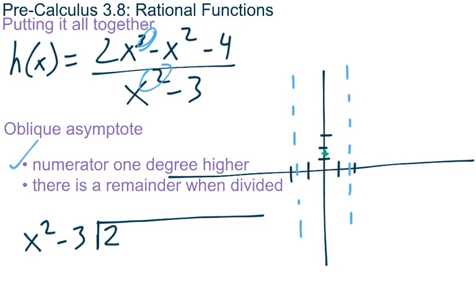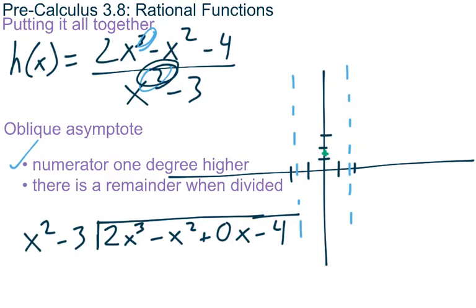Now, we have to do the long way here because this is not a linear factor, it's x squared. So we've got to make sure we do this. We've also got to make sure we put in a 0x there as a placeholder, and we're going to divide this out. So let's go ahead and do this.